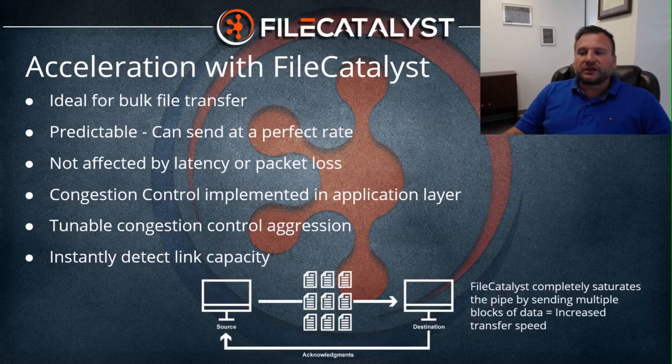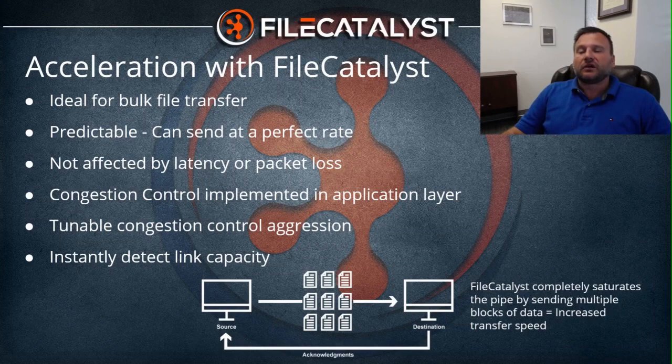So how does this look with FileCatalyst? Well, it's really ideal for bulk data transfer. It's predictable, meaning that if you transfer the same amount of data across the street or across the ocean, you will get the same reliability and speed. We're not affected by packet loss, meaning that a 5% packet loss for us means a 5% decrease in speed, not like with TCP where a 5% packet loss could mean a 40% decrease in performance.